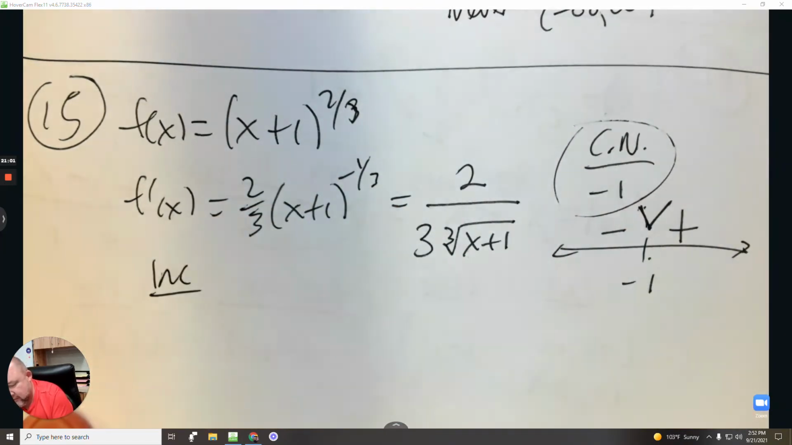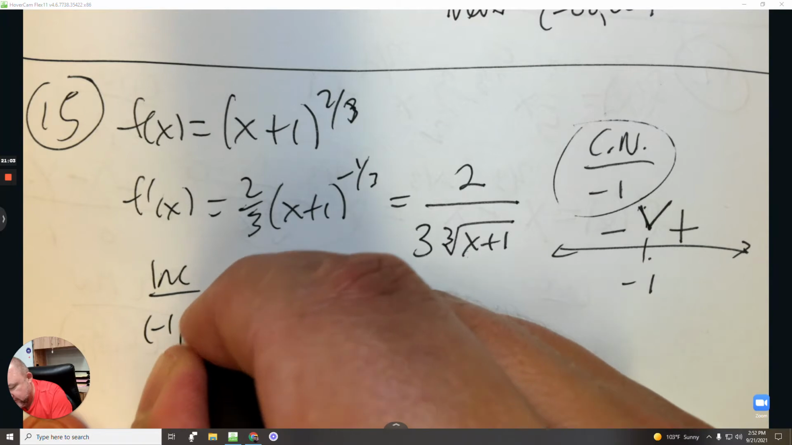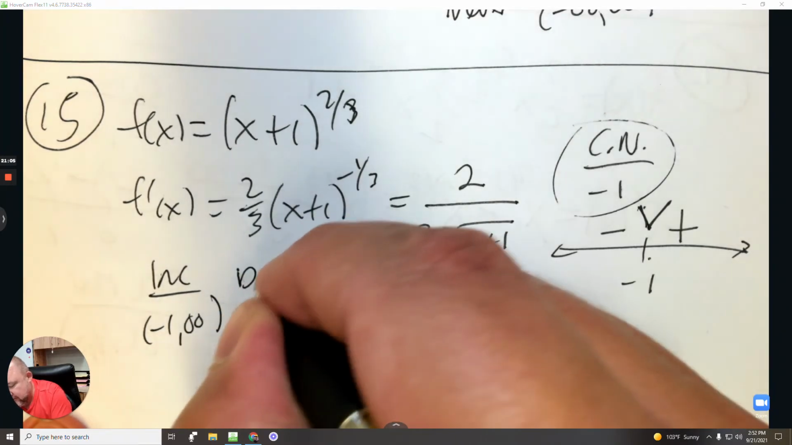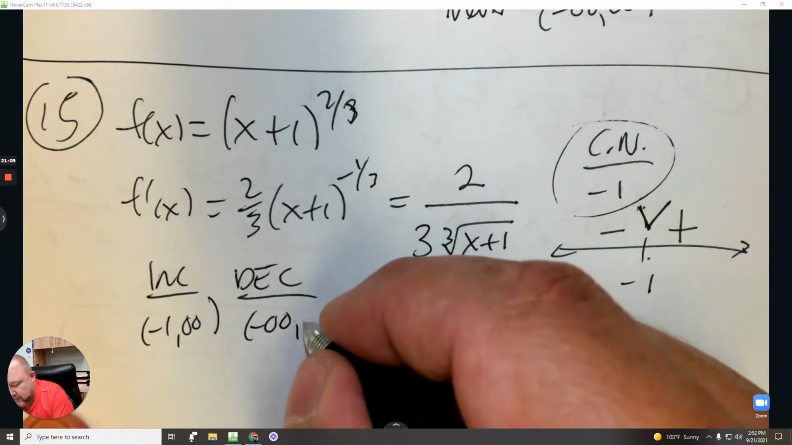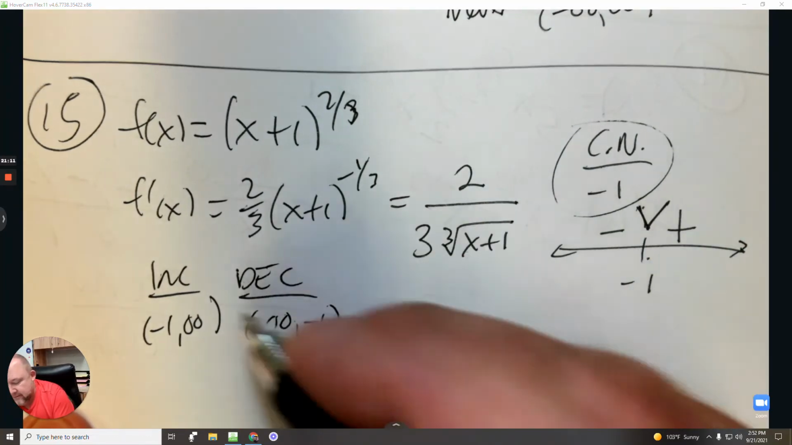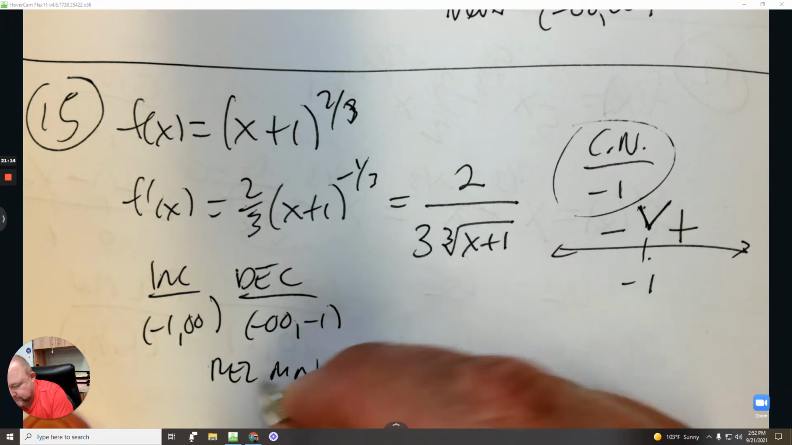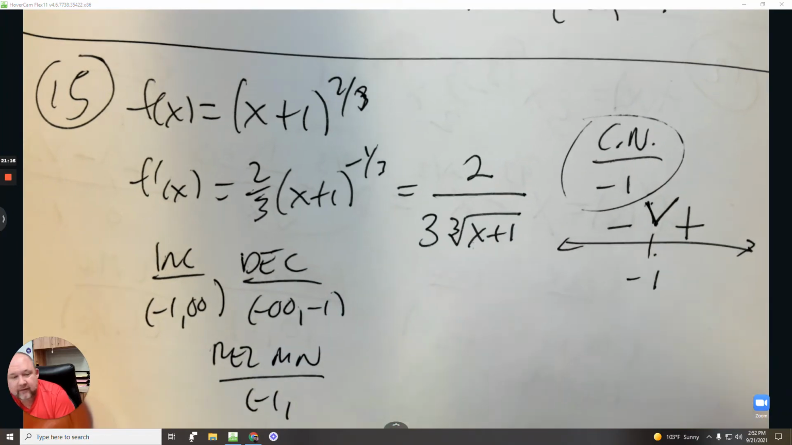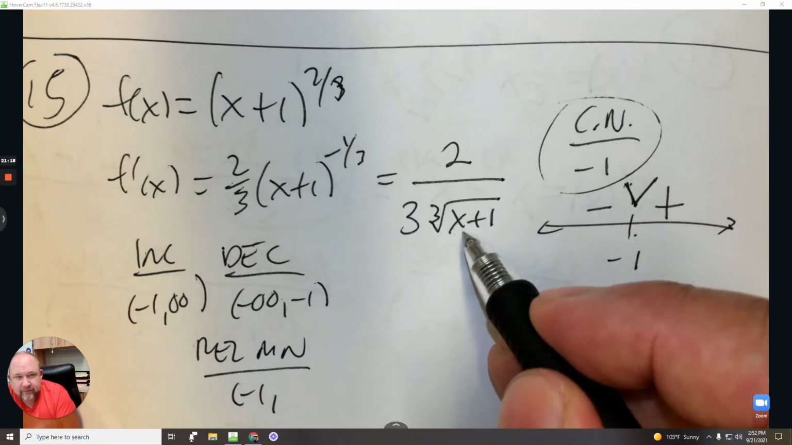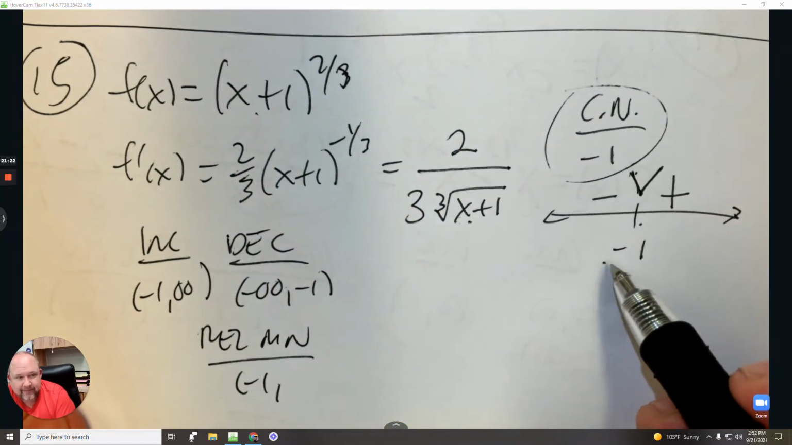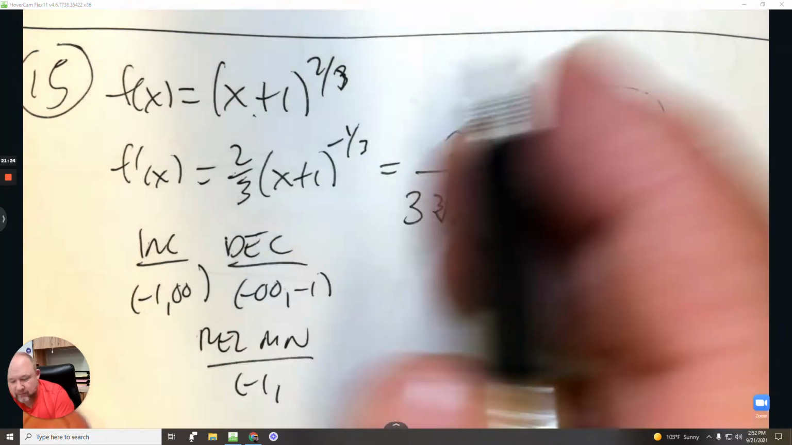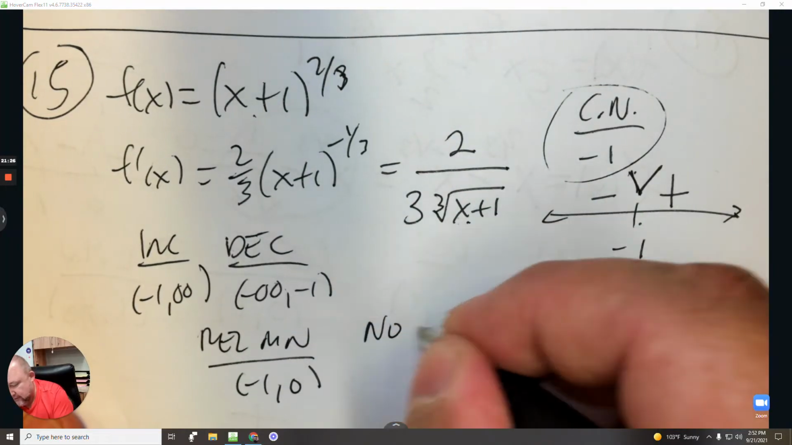So where is it increasing? From -1 to infinity. Where is it decreasing? From negative infinity up to -1. We only have a minimum. And the derivative is undefined, but the function itself is continuous. So it is a minimum. It's at -1 plus 1, that's 0. And there are no relative maximums.